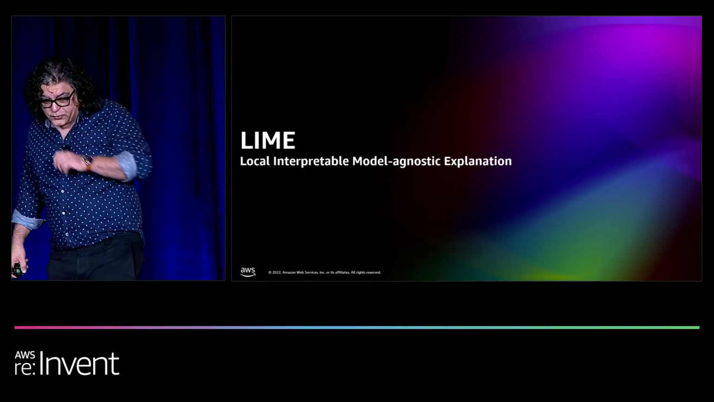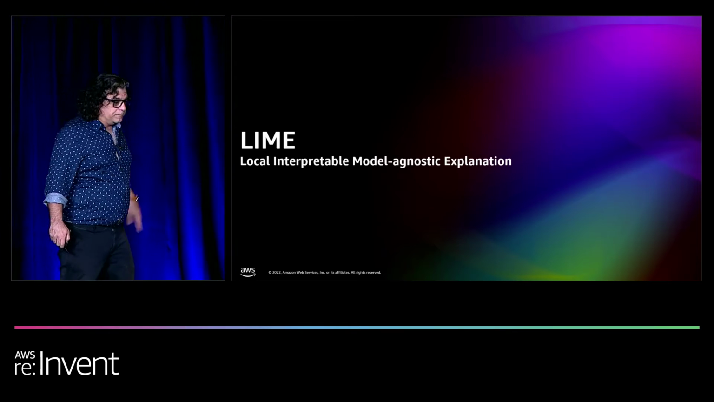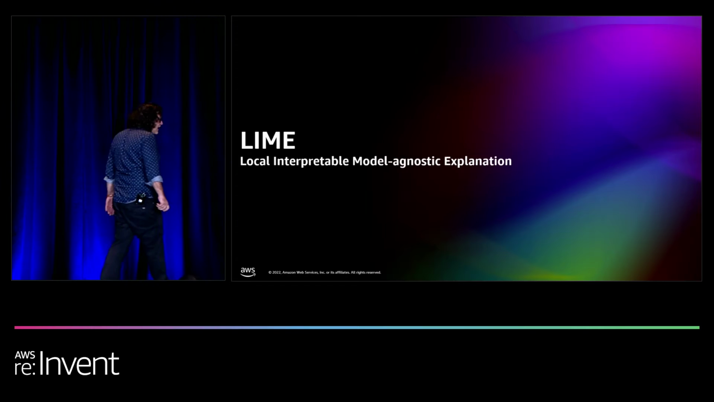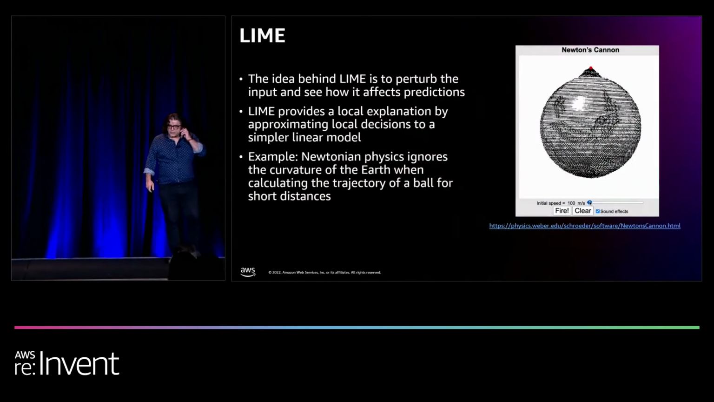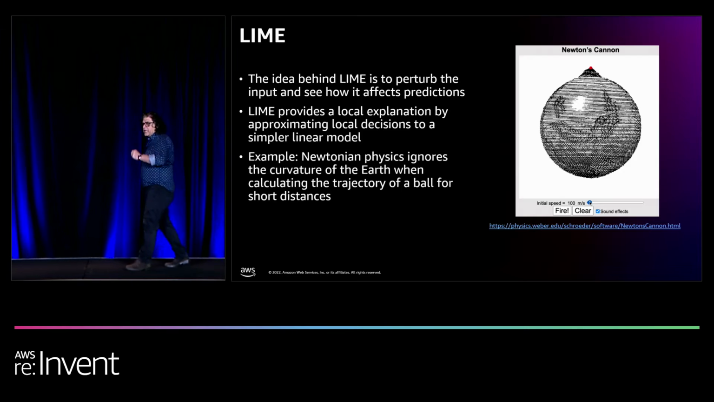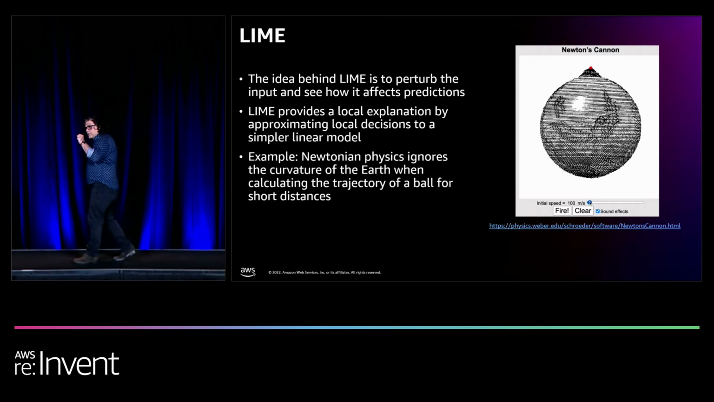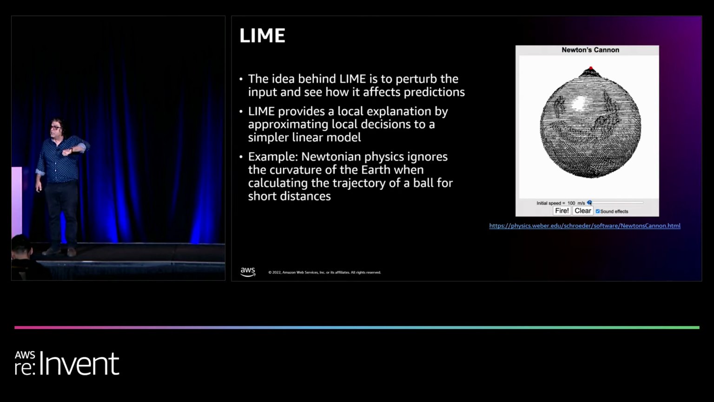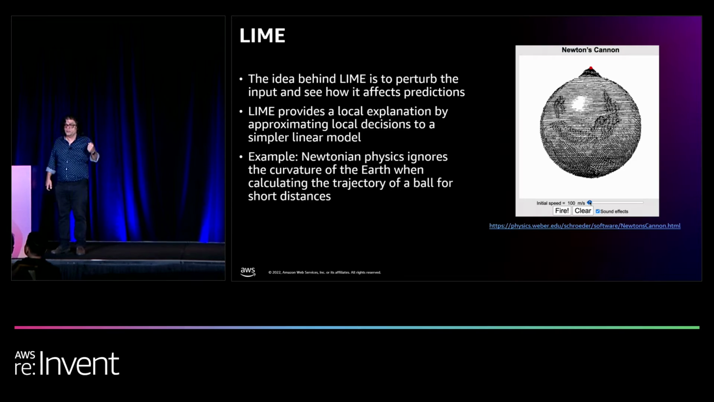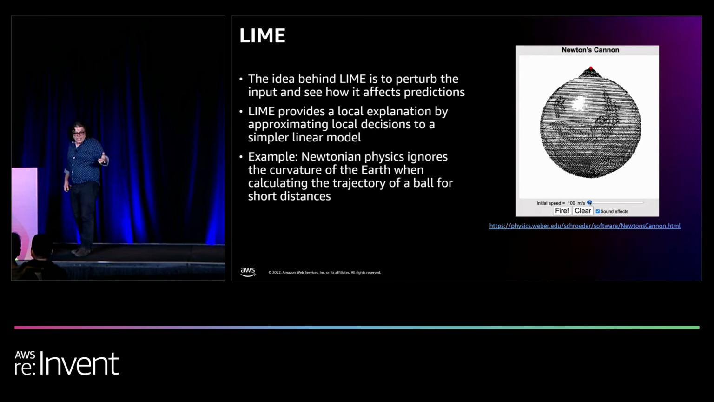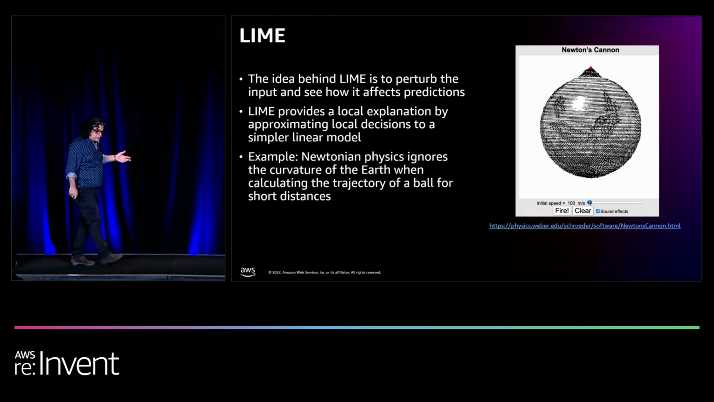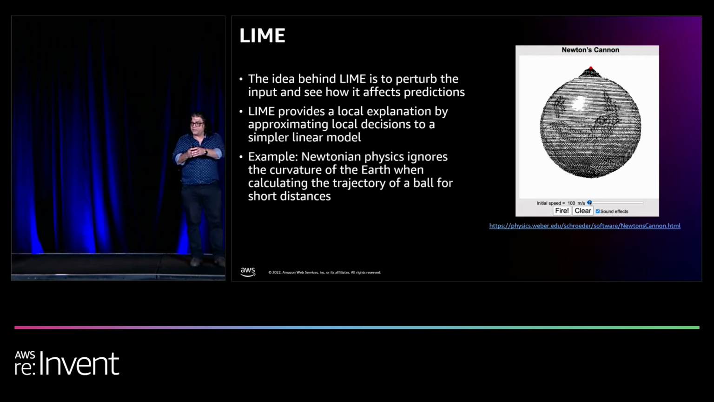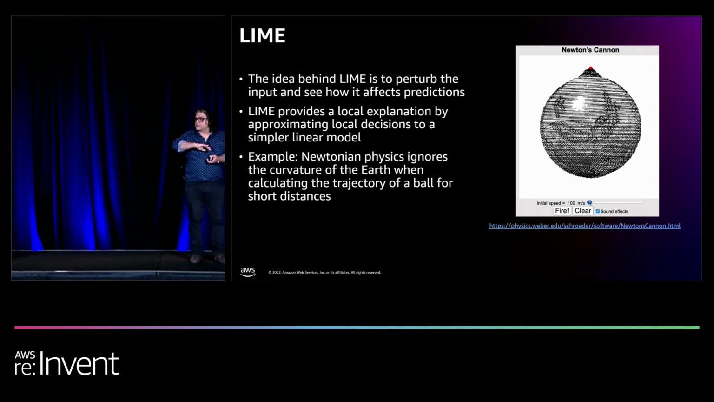So we take a look at two models very quickly. First one is LIME. LIME came about 2016. That's a perturbation-based model. The idea is, if you make a local explanation in a small enough neighborhood, then we can approximate that neighborhood as a linear system. It is akin to Newtonian physics, where if you're looking at a small enough distance, you can ignore the curvature of the Earth.